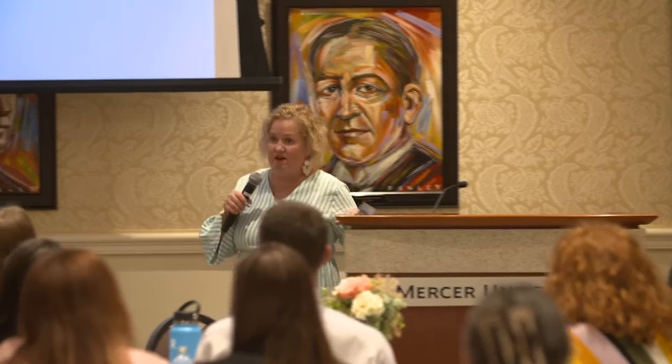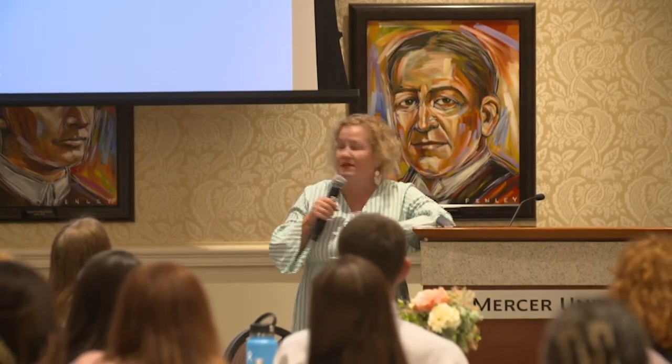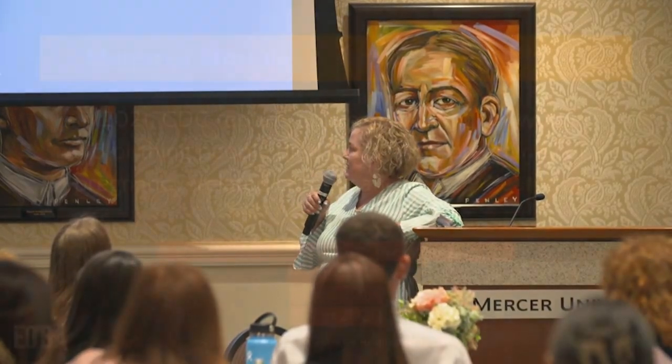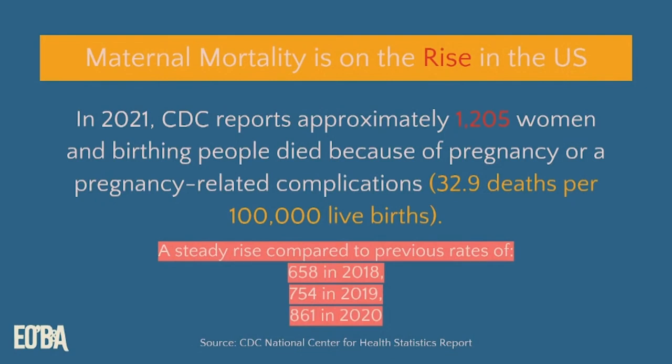I found this to be very, very staggering. I don't know if you all saw this. This all came out in the last couple weeks. The New York Times had an article, but the CDC just put out a report. So maternal mortality in 2021, the CDC reports approximately 1,205 women and birthing people died because of pregnancy or pregnancy-related complications. So look at the rates of 2018 versus now. That's almost double.